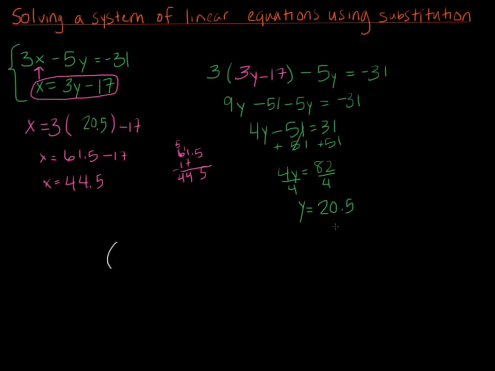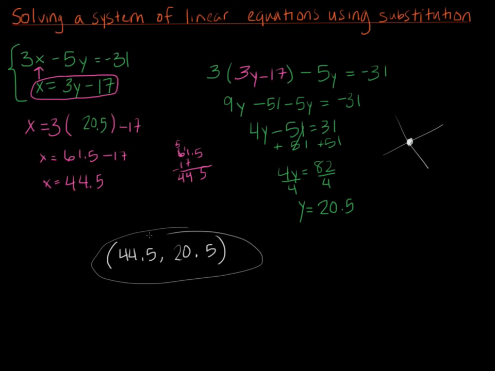It's a point, right? Remember, when you graph them, it's the point where they meet. So it's going to be 44.5 comma 20.5. And that is the solution to this system of equations. So that's how you solve a system of linear equations using substitution.